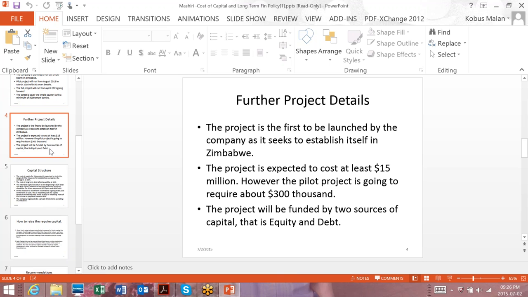And in terms of the relationship between the project and the Kanban, the project is the first to be launched by the Kanban as it seeks to establish itself in Zimbabwe. The project is also expected to cost at least $50 million in US dollars. However, the initial project, which is the pilot project, is going to require about $300,000. In terms of funding this capital requirement, the project will be funded by two sources of capital, that is equity and debt.